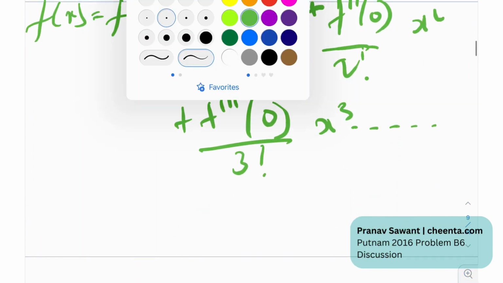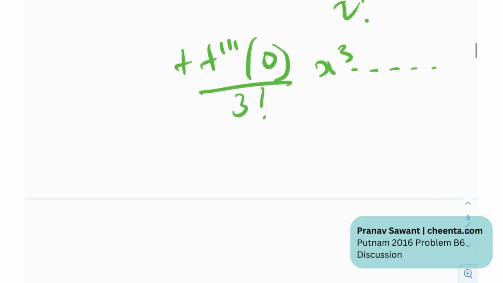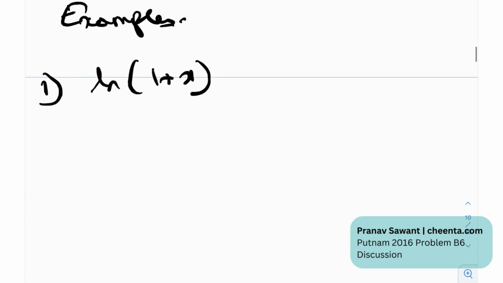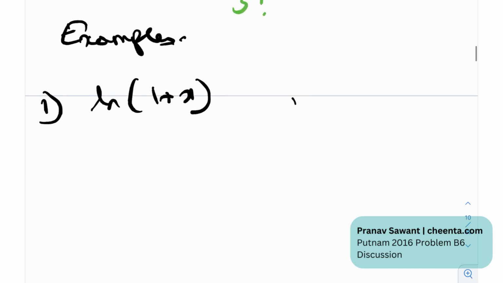Okay, great. So let's take some examples. The first example that I mentioned to you earlier as well: I'm going to take ln of 1 plus x, and I'm going to try and formulate a polynomial expression for that. So what's the formula? And obviously I'm going to make the Maclaurin series at a equal to 0.